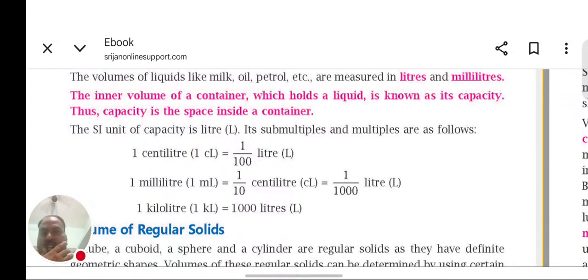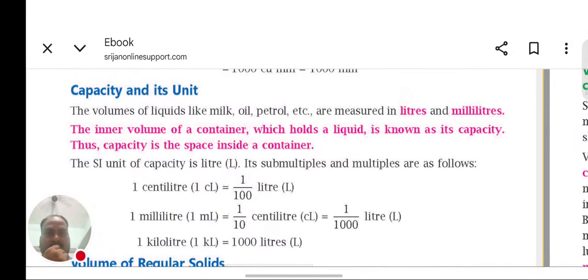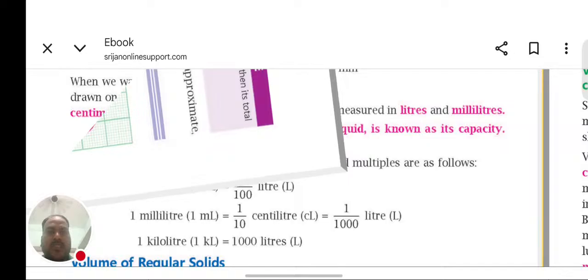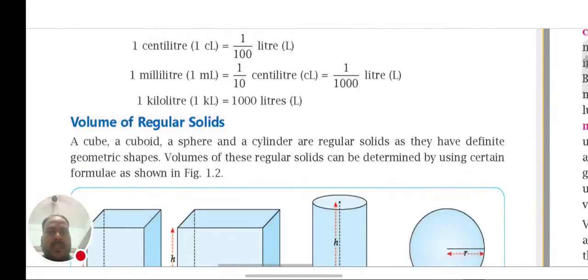So what is the SI unit of a liquid, suppose we want to measure the oil? So what is the SI unit? Liter. Yes or not? These things we have to remember.